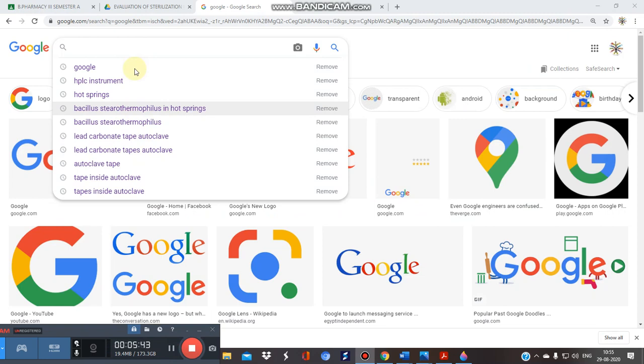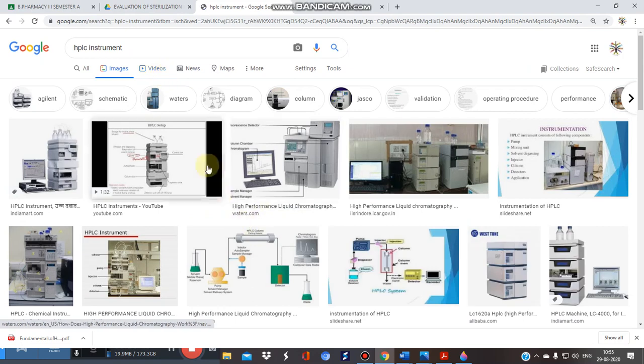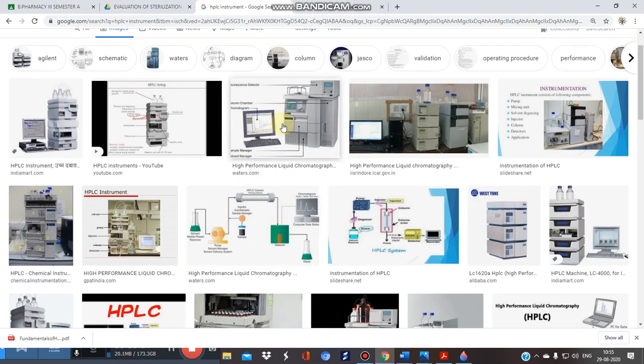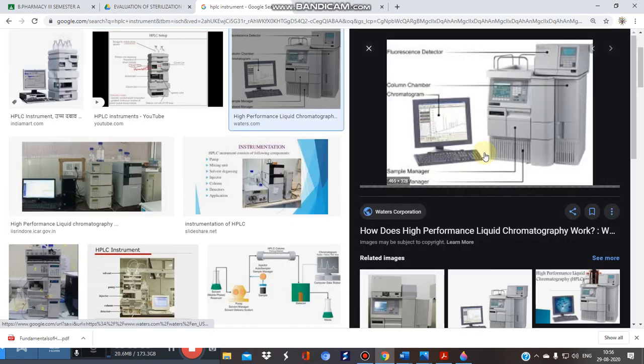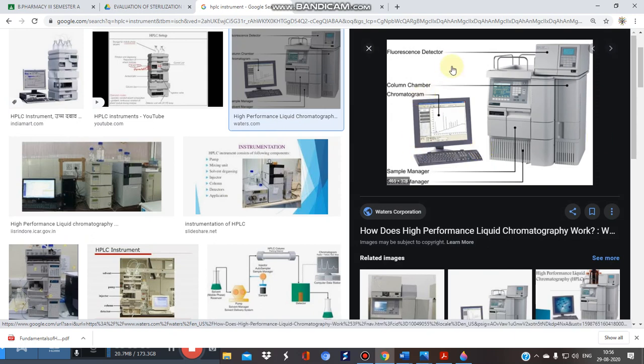See this. Let me type in Google images, HPLC instrument. Just see what happened. So it means HPLC is a sophisticated instrument like HPTLC. It is an automatic computer system, and these are the particular parts in the HPLC. So let's see.